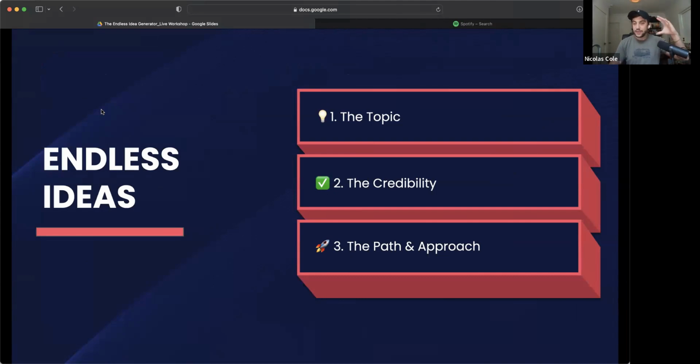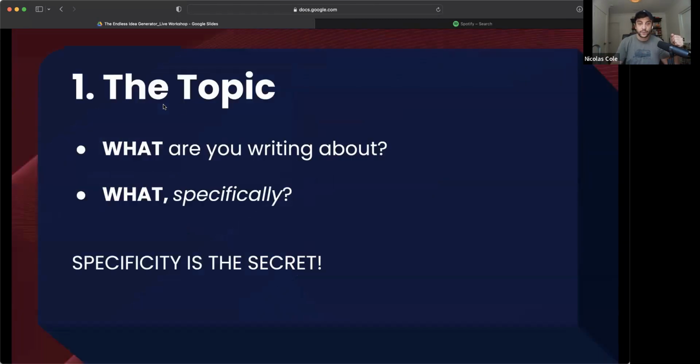And the key pieces here are the topic. What do you want to write about? The credibility. Why should the reader trust you to write about that topic? And we'll talk about personal credibility and borrowed credibility. And then third is the structure. So we call these different paths, different approaches. How are you actually walking the reader through that idea? Okay. So the first thing is the topic.